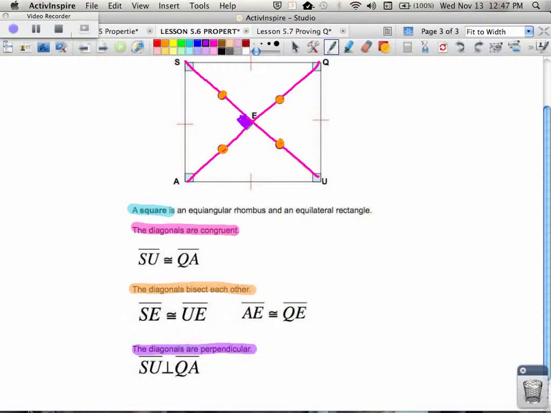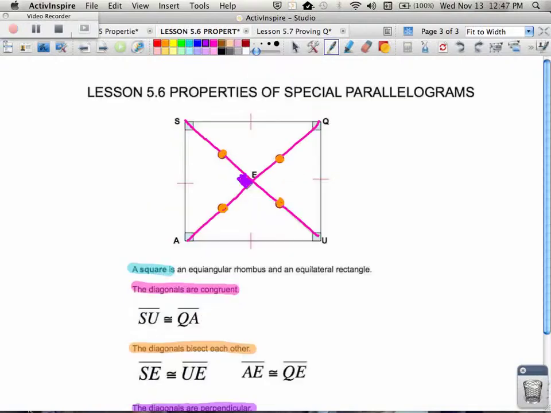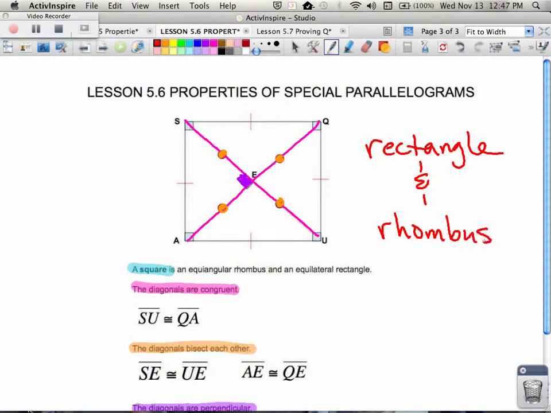So one of the things that I would tell you is the thing that's kind of cool about the square is that I say it is a rectangle and a rhombus at the same time, meaning it has all the properties that the special parallelogram, a rectangle, has, and all the special properties that a rhombus has. So it is the most special of the parallelograms.